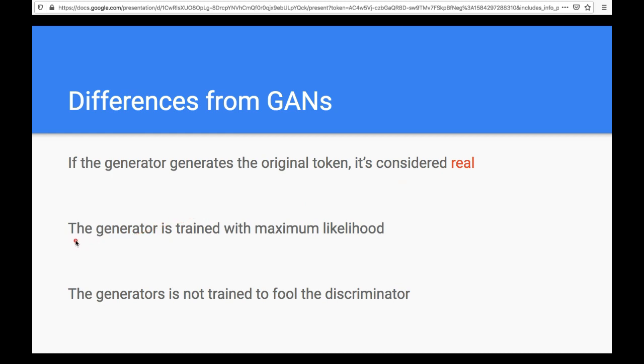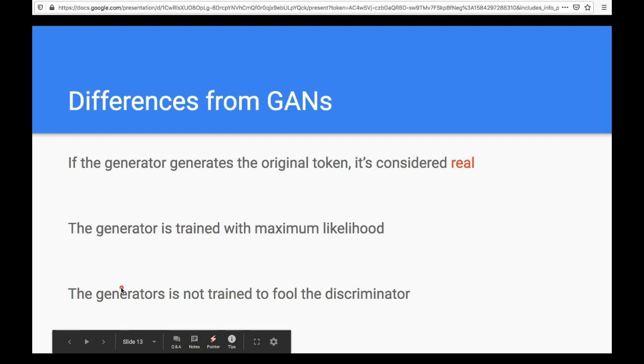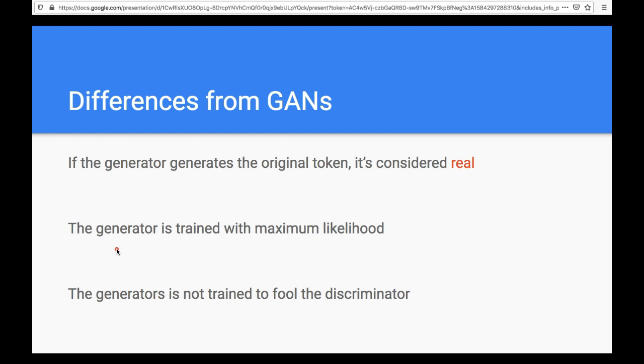Okay, so the generator is trained with maximum likelihood, and you need to combine these two things. The generator is trained with maximum likelihood, so as long as it predicts tokens exactly the same as the original tokens, you consider it a success.